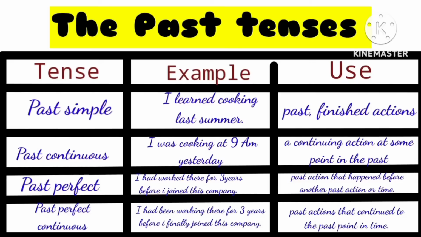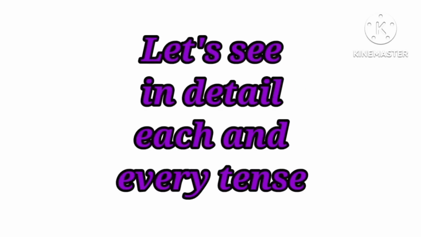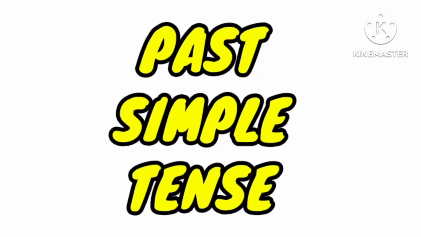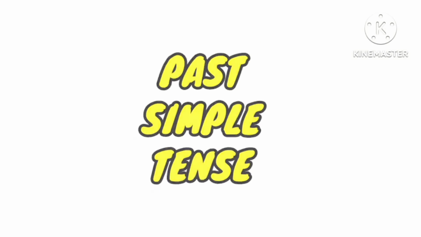The next tense is past perfect continuous tense. It is used to describe past actions that continued to the past point in time. For example, I had been working there for 3 years before I finally joined this company. Both look similar, right? Don't get worried. Let's see in detail.